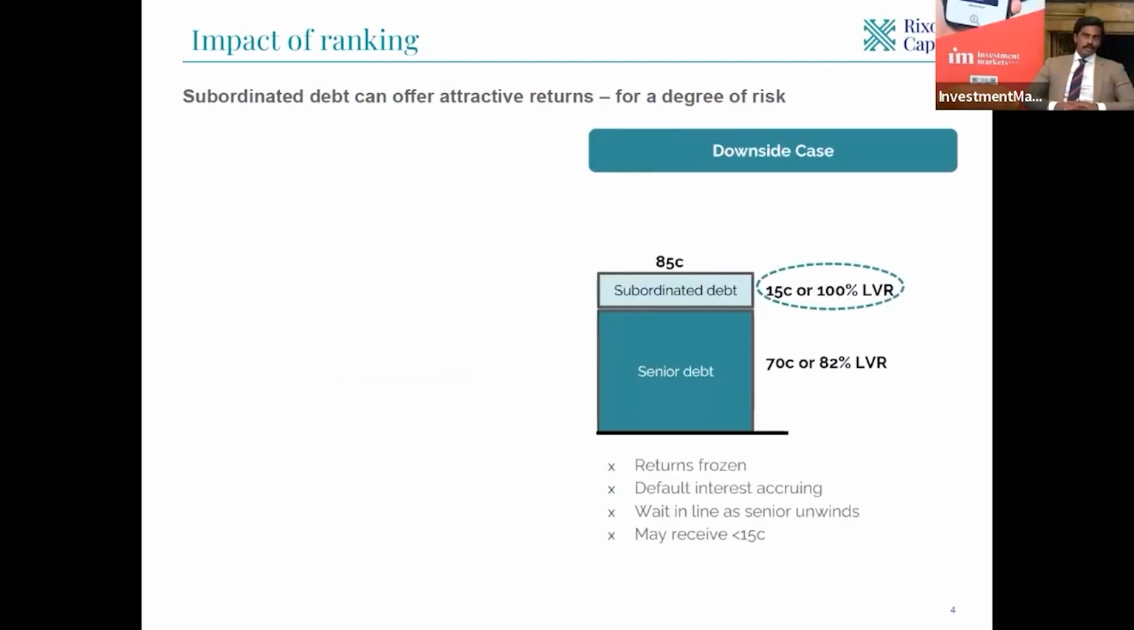So in this example, I've very conveniently assumed there's a 15 cent write-off, which means there's 85 cents of assets remaining and 85 cents of debt remaining as well, 70 cents to senior, 15 cents to subordinated debt holders. It seems very attractive on paper until you realize that in a default scenario, both the sub and senior debt holders are accruing interest. But the senior debt holder moves first. They're engaging with the receiver. They're engaging with the potential buyers. So by the time the assets are unwound, it is very unlikely that the sub debt holder is getting themselves 15 cents or 100 cents to the dollar.